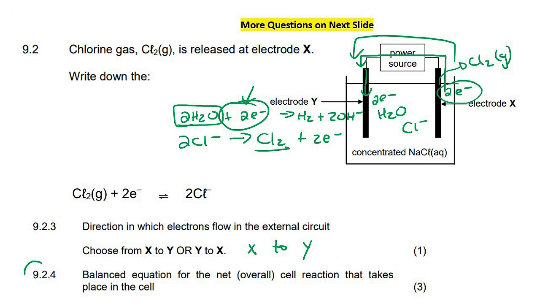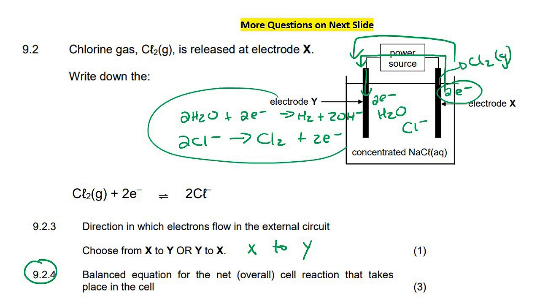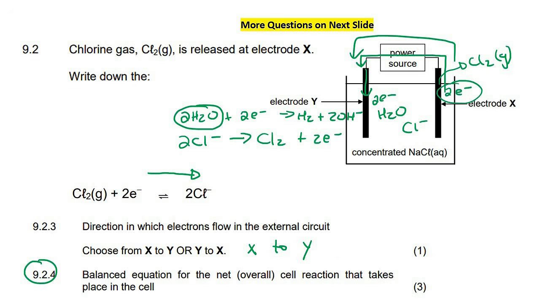This question says, what is the balanced equation for the overall reaction that takes place? So what we do now is take these 2 reactions that we have, and first make sure that the electrons are the same. Yes, they are, which is great. And now we just add the 2 reactions together. So you just put an arrow. Everything that's on the left of the arrow, you put together.